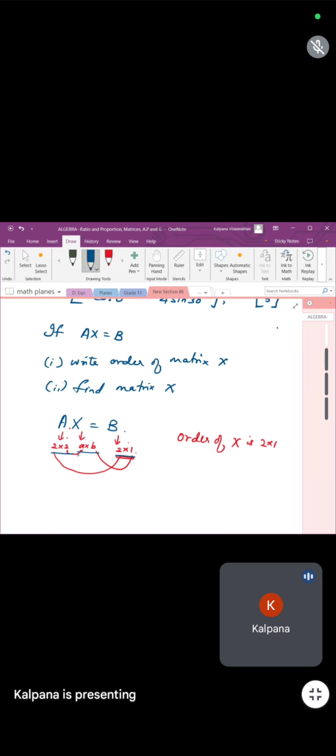Now, to find what A and B are, first of all, A into B. Multiplication is possible when the number of columns in the first matrix must be equal to the number of rows in the second matrix. So A is equal to 2.